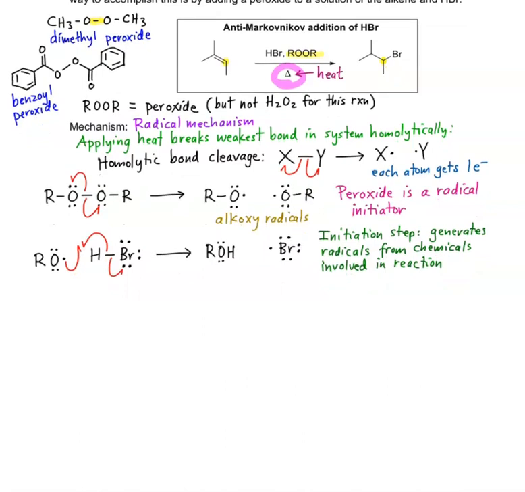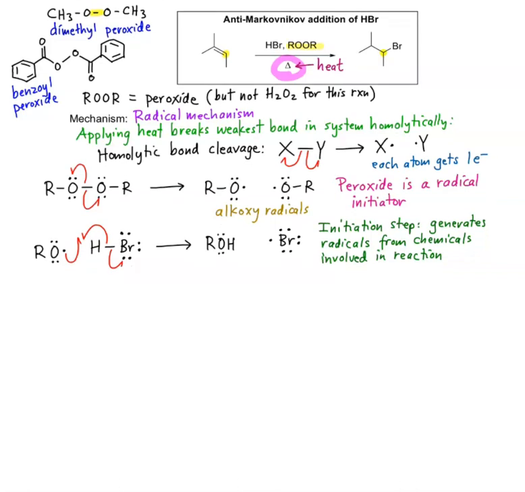That is to say, chemicals that are part of the balanced equation for the reaction. So that's an initiation step. Okay, once you have the bromine radical, then the bromine radical is going to be able to interact with the alkene. Now once again, it's going to cause the pi bond in the alkene to break homolytically.